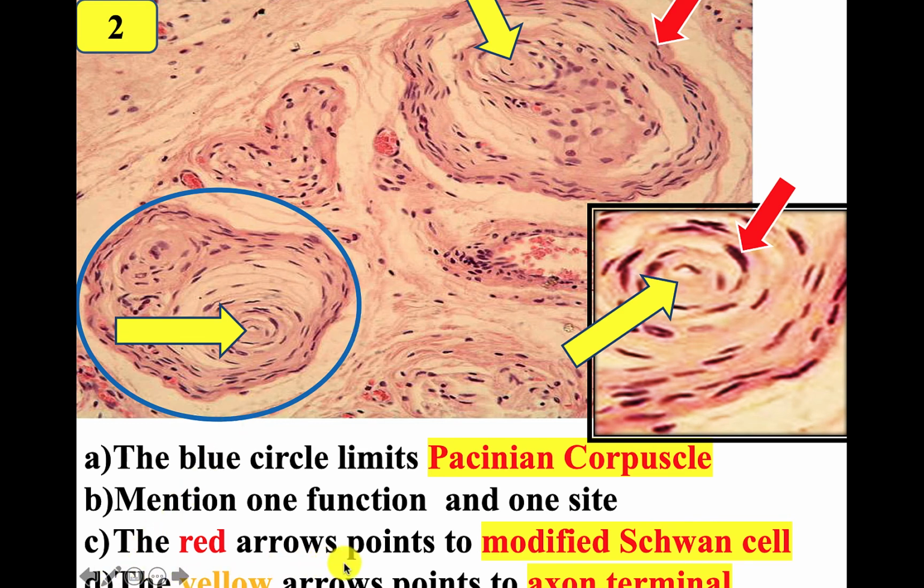The red arrow points to what? These are the nuclei of the modified Schwann cells forming the different lamellae surrounding or forming the structure of the Pacinian corpuscle. And of course, don't forget the number of the lamellae, from 20 to 60 concentric lamellae. Then the yellow arrow points to the axon terminal, the last part of the axon, which is unmyelinated, present in the center of the Pacinian corpuscle.